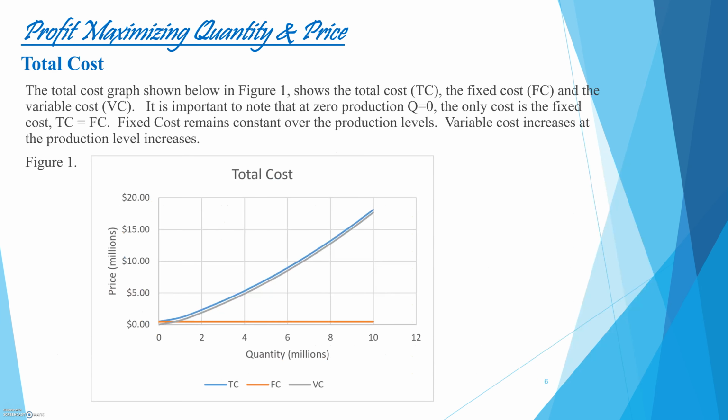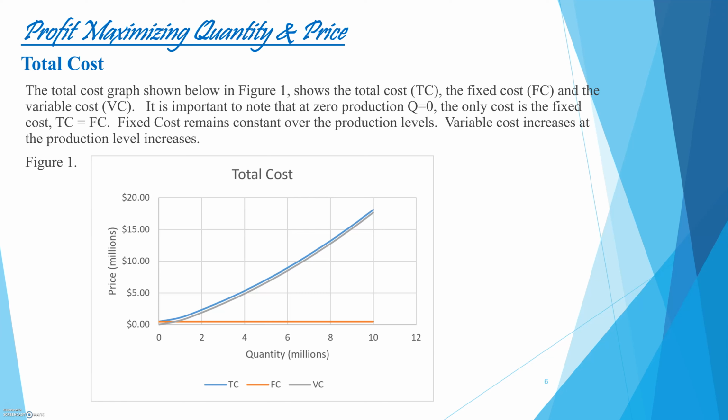So the total cost has 3 cost curves: total cost, fixed cost, and variable cost. And you can see this graphic below in figure 1. It's important to note that on the far bottom left corner there, at 0 production levels, the only costs incurred are those of fixed costs. So at that point, the total cost is equal to the fixed cost.